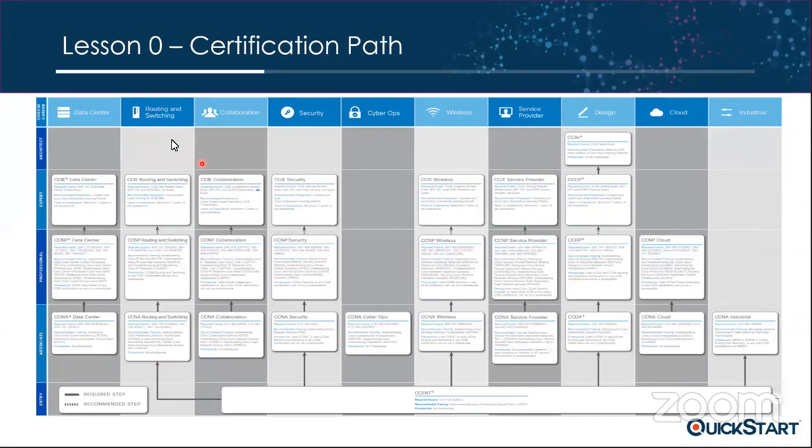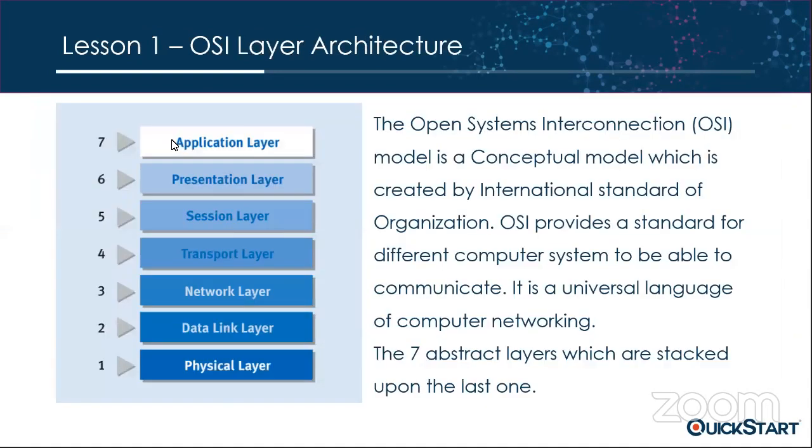All right, let's begin with the OSI layer architecture. As the definition says, the Open System Interconnection, which is called OSI, is a conceptual model created by the International Organization for Standardization. So ISO has provided us this model, and this model is a standard language for computer systems, right? I would definitely say it's a universal language of computer networking. It has 7 layers, each stacked upon the last one.